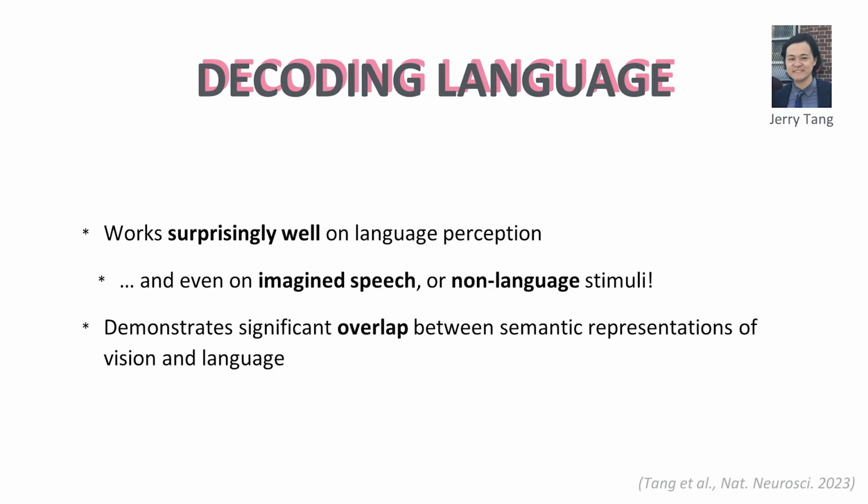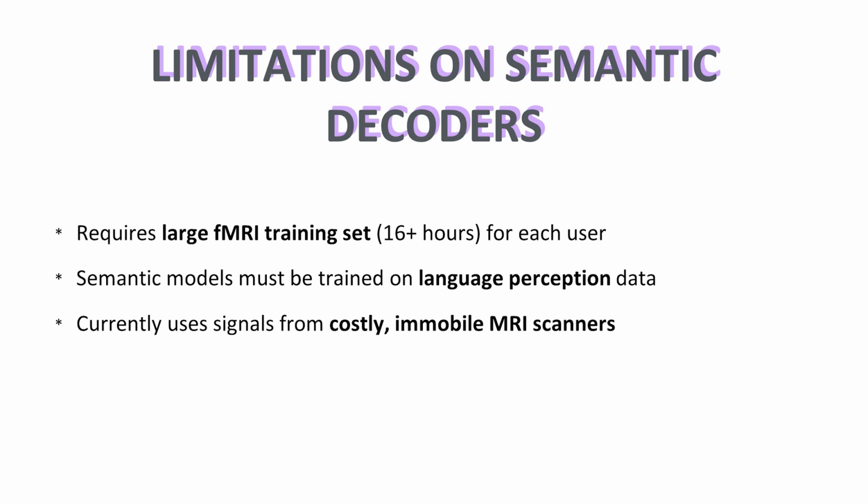OK, so right, this works surprisingly well on language perception, imagined speech, and these non-language stimuli. This means that we have this overlap of vision and language. But let's talk about some limitations here.